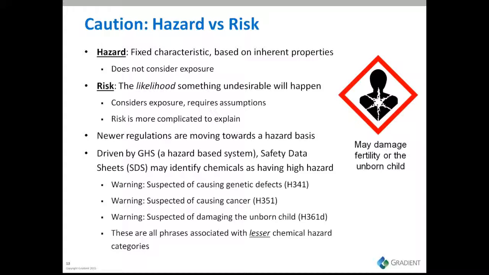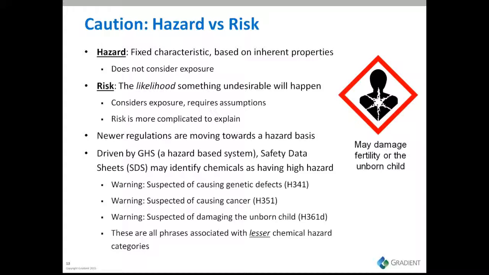So GHS is the Globally Harmonized System of classification and labeling, a worldwide system of labeling the hazards of your products and preparing safety data sheets. And those are really all focused on hazard issues. And so, for example, here on the safety data sheet labels, I give three different warning statements that are used to indicate the hazards of particular products or particular chemicals. So you might have something that says warning, suspected of causing genetic defects, or warning, suspected of causing cancer, or warning, suspected of damaging the unborn child.